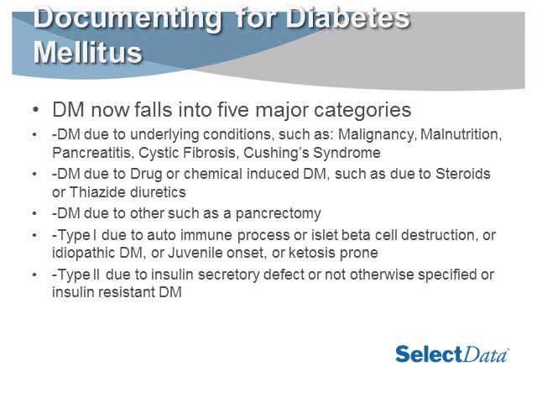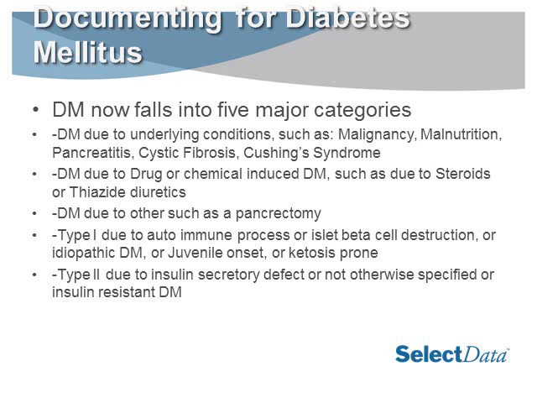We move on now to Chapter 4, which is endocrine. Now, we're documenting for diabetes mellitus. Diabetes now falls into 5 major categories. We have diabetes due to underlying conditions such as malignancies, malnutrition, pancreatitis, cystic fibrosis, or Cushing's syndrome. Is it drug or chemical induced, such as due to steroids or thiazide diuretics? Is it due to something else, such as a pancreatectomy? If it's type 1, it's due to an autoimmune process or islet beta cell destruction, also known as idiopathic, juvenile onset, or ketosis prone.